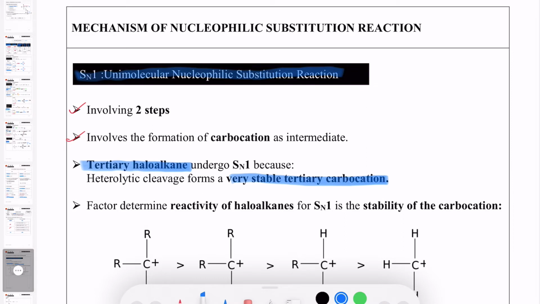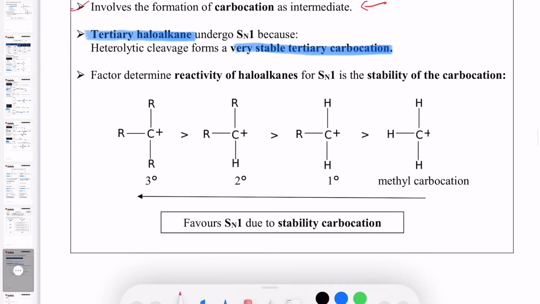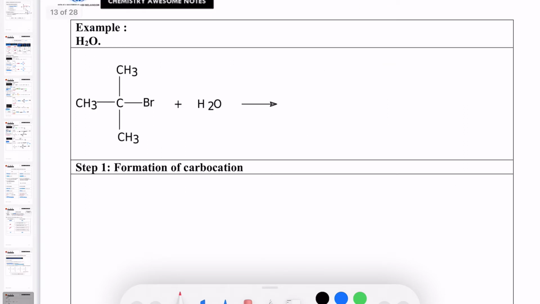We know right, SN1 dia akan, kalau you tengok sini, dia akan hasilkan carbocation. Okay. So ini dia punya stability. Alright. So let's see macam mana SN1 ini berlaku. Okay, for example, we are using H2O. Kita akan gunakan H2O and kita akan dapat ini. So, let's see the mechanism.